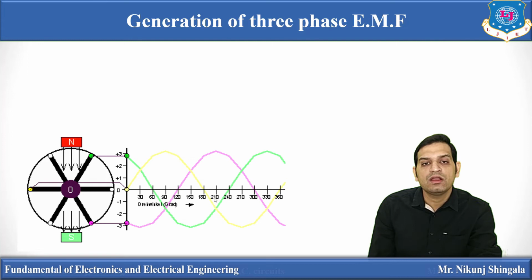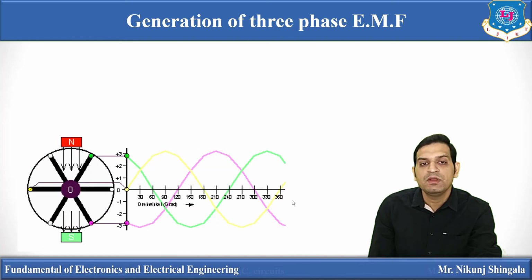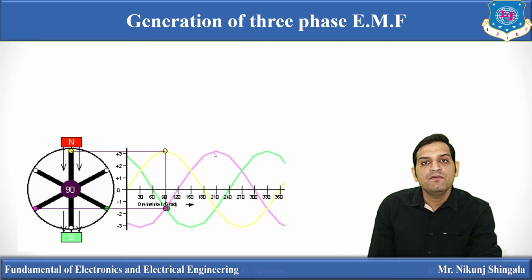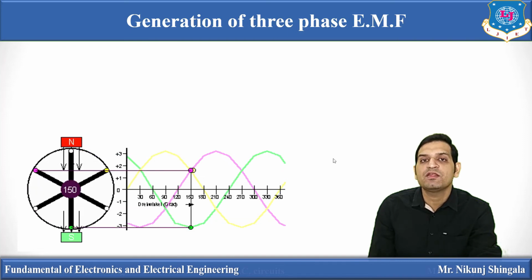ER, this yellow color waveform, is the waveform of ER, which is assumed to be the reference one, and according to the motion of the coils, EMF gets induced in the coil. If we plot the graph of EMF, then we will get this kind of sinusoidal waveform. Now here you can see EY will attain its maximum value 120-degree after ER, and EB, this green color waveform, is the waveform of EB, which attains its maximum value 240-degree after ER.